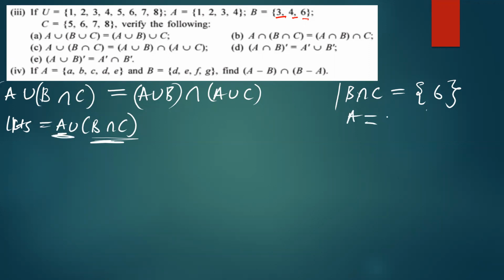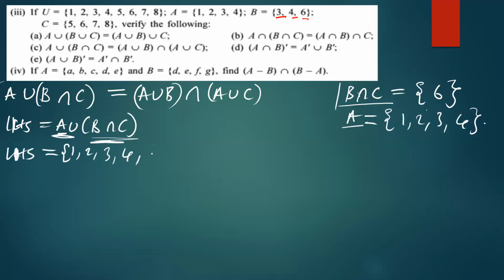A is given to be 1, 2, 3, 4. So we have to find the union set between this set and that set. The union of these two sets is simply a combination of the two sets. So we have 1, 2, 3, 4, and 6. So we have managed to find the left-hand side. We also have to find the right-hand side.